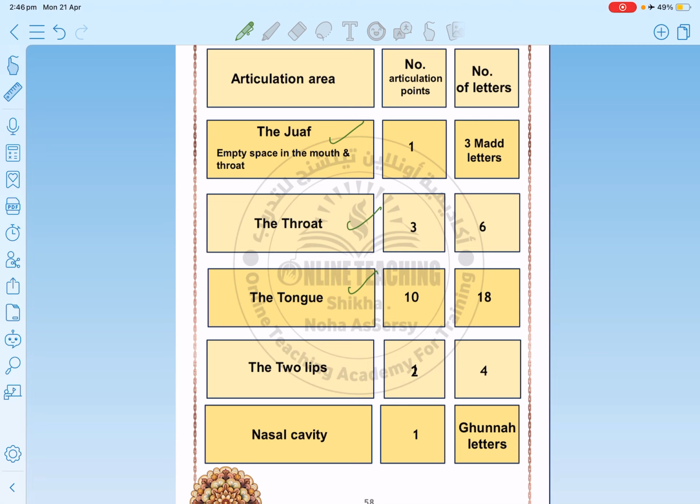Now let's move to the fourth major articulation point, which is the two lips. The fourth one. This is the number of articulation points, the specific ones. How many specific articulation points do we have? Here is the number of the letters. For the lips, we have two specific articulation points for four letters. So let's learn what these two specific articulation points are and what the four letters are.